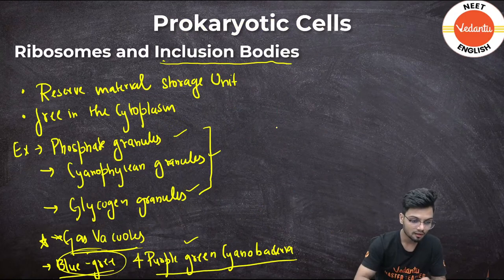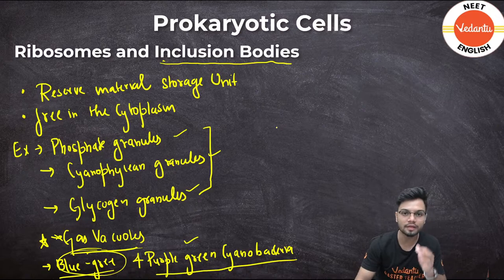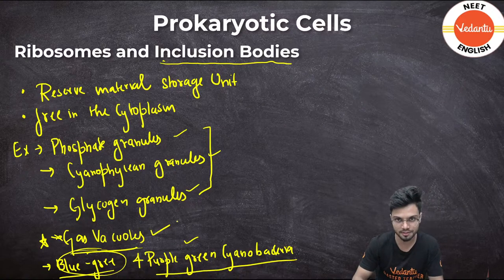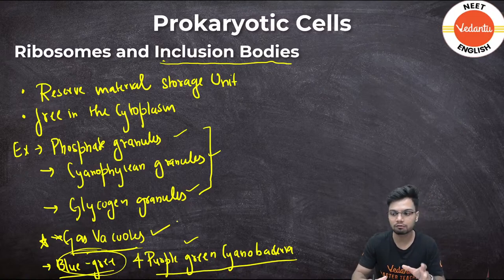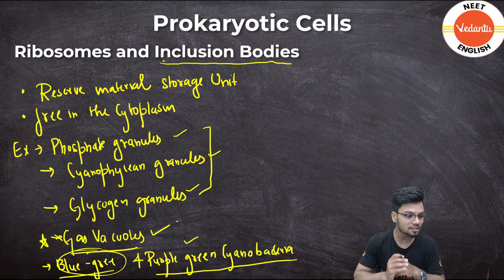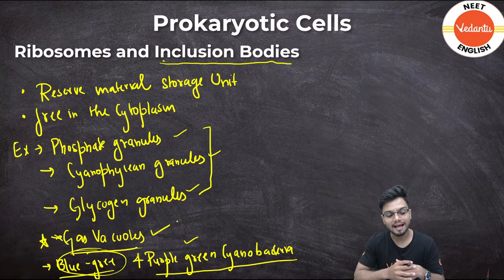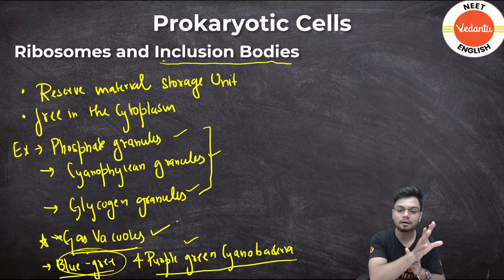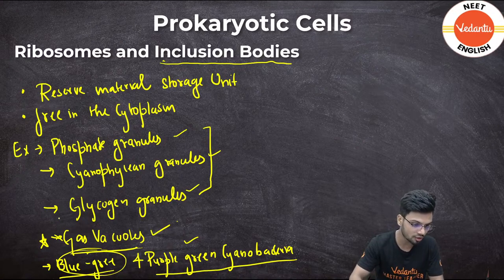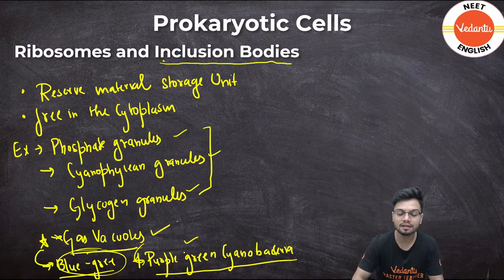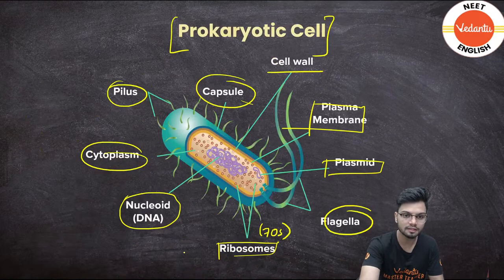See, in certain prokaryotic cells, there is presence of gas vacuoles. Now, these gas vacuoles can have multiple purposes, such as buoyancy. These gas vacuoles are present in certain cyanobacteria, that is, your blue-green bacteria and purple-green cyanobacteria. In certain bacteria, gas chambers are present for buoyancy. Clear?